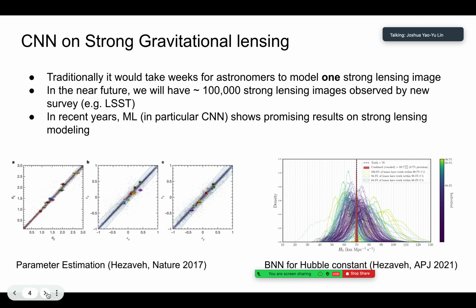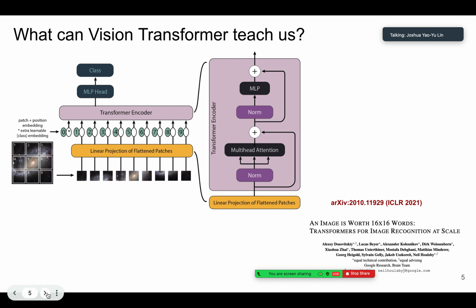So we've been thinking about ways to speed up the analysis pipeline. In recent years, machine learning, and in particular convolutional neural networks, has shown really promising results on strong lensing modeling. For example, parameter estimation, and using Bayesian neural networks for Hubble parameter estimation as well as uncertainty estimation. However, recently there's a new type of computer vision tool called vision transformer, which has been really popular in the last few years. So one of the things we've been thinking about is what can vision transformer help us with on this kind of problem? And in case some of you are not familiar with it, this is the original paper.